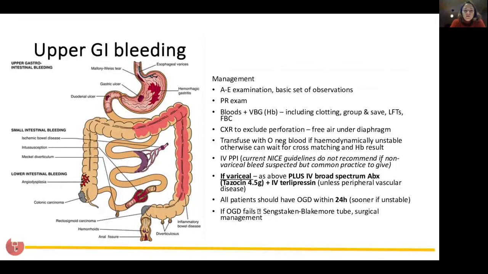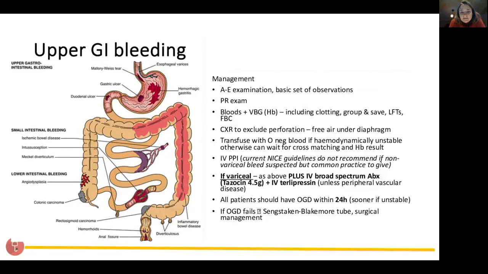So in terms of management of people with upper GI bleeds, you'd start off with an A to E assessment. And again, you address all the abnormalities that you identify in your A to E assessment. You would do a PR exam, as was done in this case, to see if there's truly blood mixed in the stool, or maybe there's blood just in the anus itself from a fissure, or maybe you'll be able to see hemorrhoids on your examination.